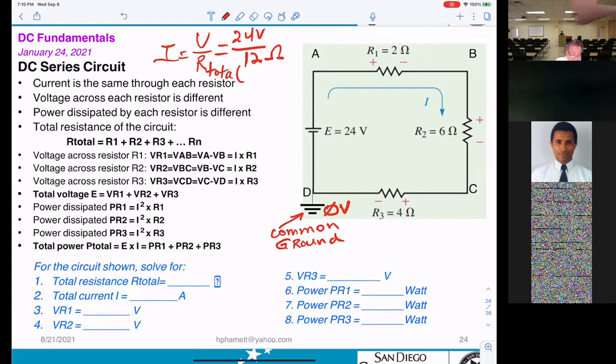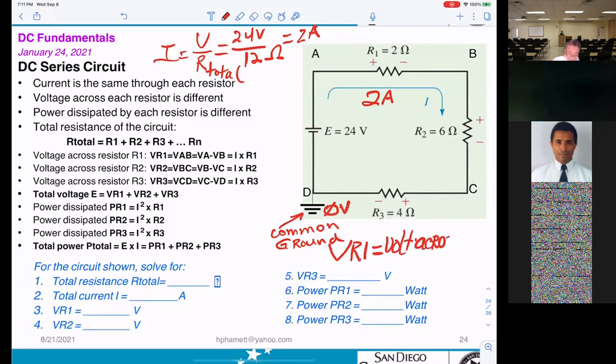That will be given to you: the current equal to 2 amps. So the current here will be 2 amps. Then if they say I want to calculate the VR1, what does that mean? VR1 will be a measure of voltage across R1. That means the voltage from here to here, VR1, VR2, here, VR3, here. That means the voltage across.